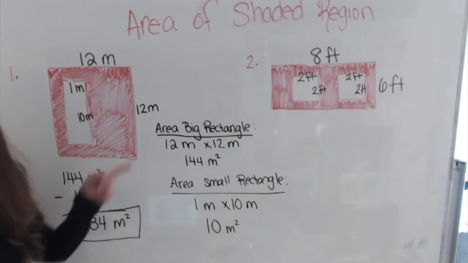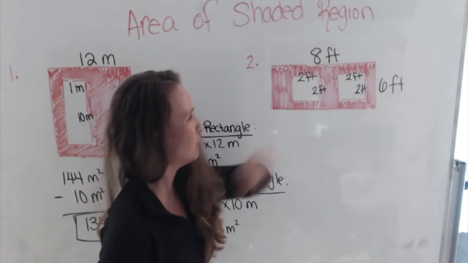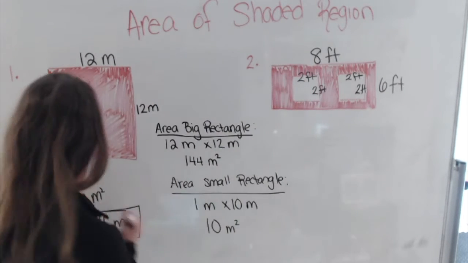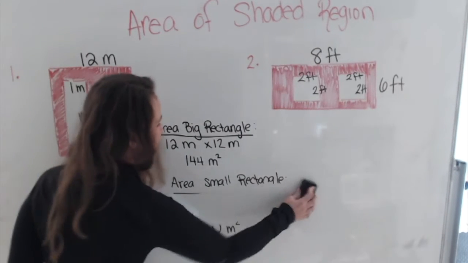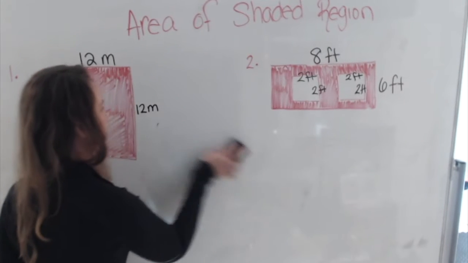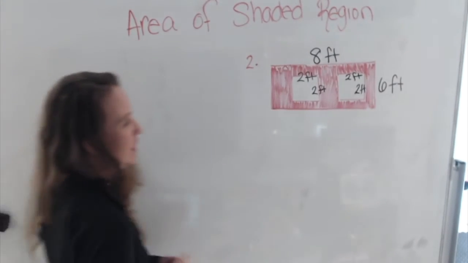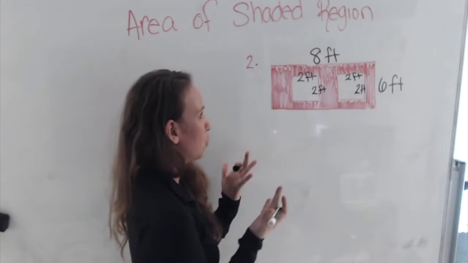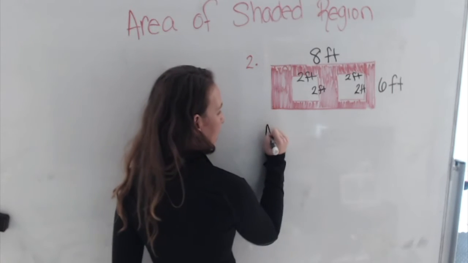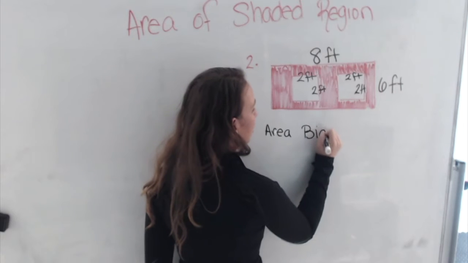So let's try another one. But in the next one, if you notice, I took out 2 squares, not 1. So I'm going to erase this one just so we have room to work. Let's take a look here. Let's talk about our big square first. So the area, sorry, it's not a square, it's a rectangle, of our big rectangle.